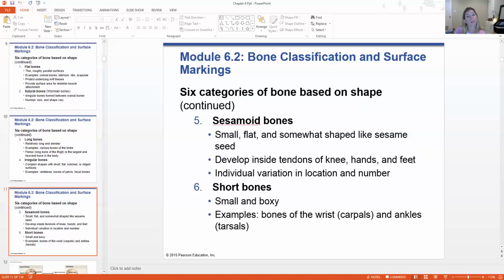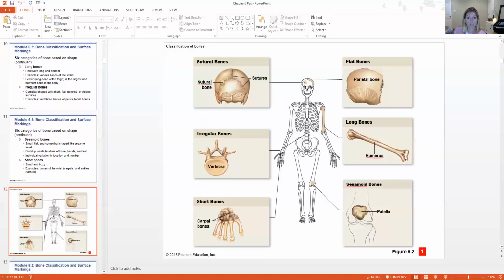And the short bones would be like the bones of the wrists and bones of the ankles. They're usually small and boxy. Here's a good overview of what they are and where they are.